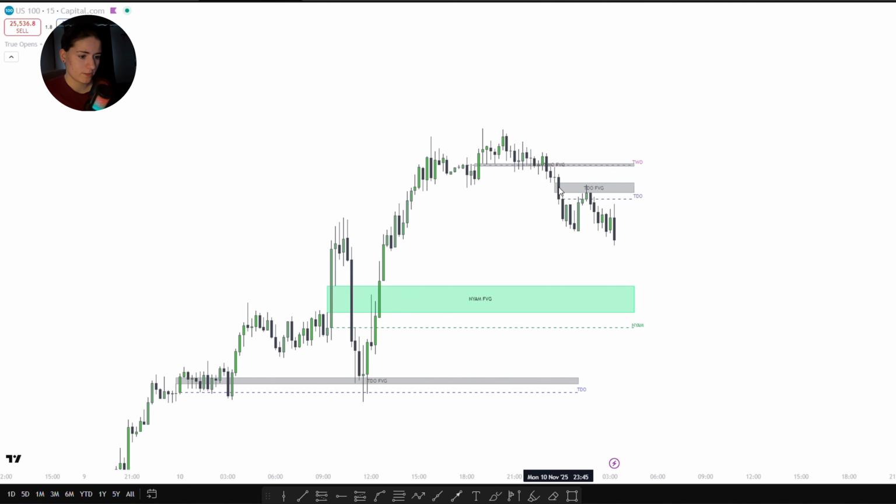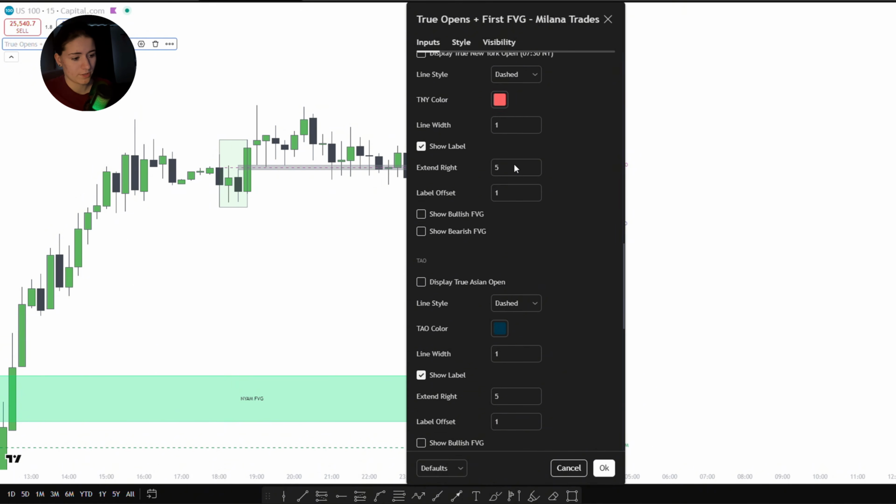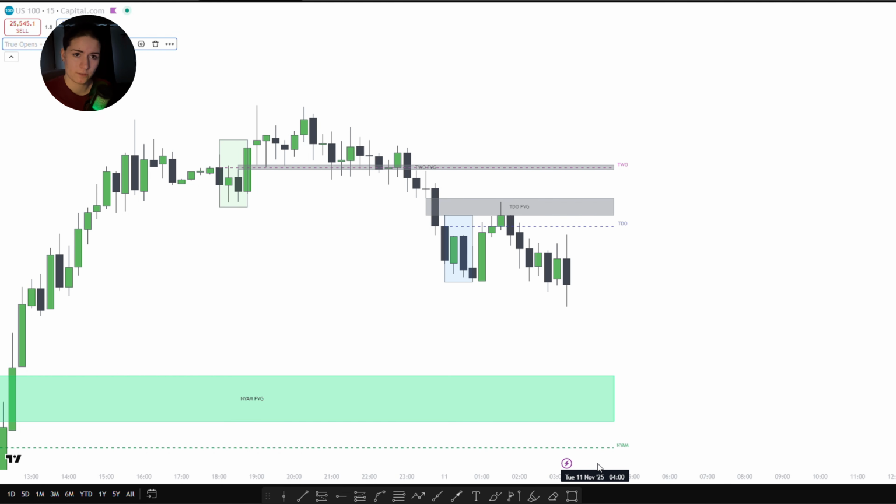And also, I have developed an indicator that makes it much easier to identify all of these elements on your chart. Let's break it down.